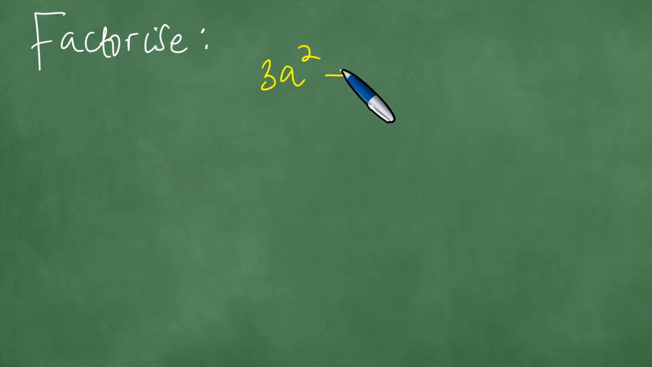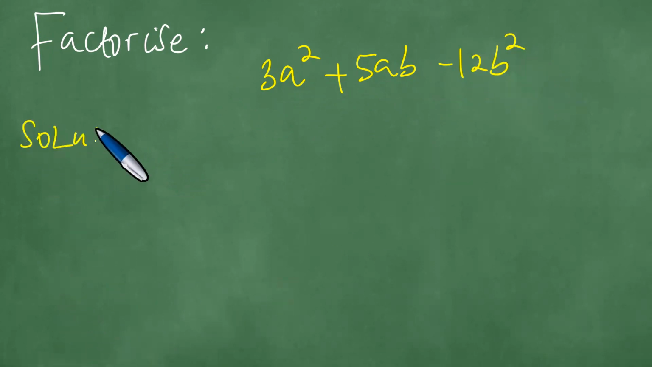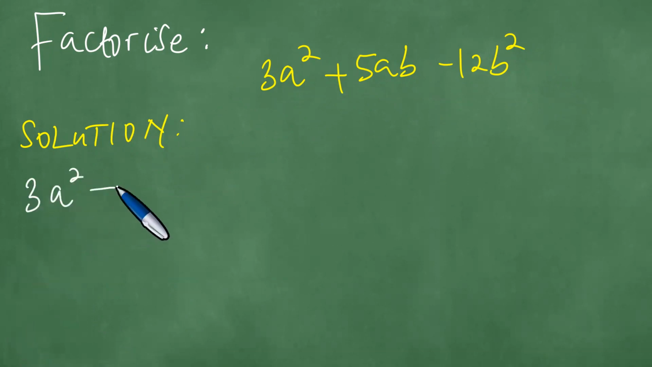Next question, factorize. Okay, now at this point, we're giving you this one. 3a squared plus 5ab minus 12b squared. Quickly, what do we do here, Leander? What is the first step, please?